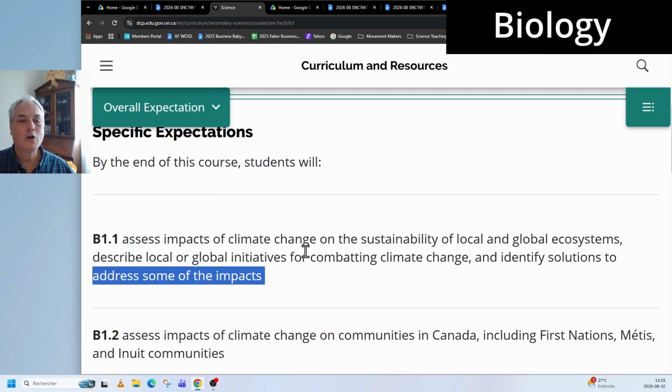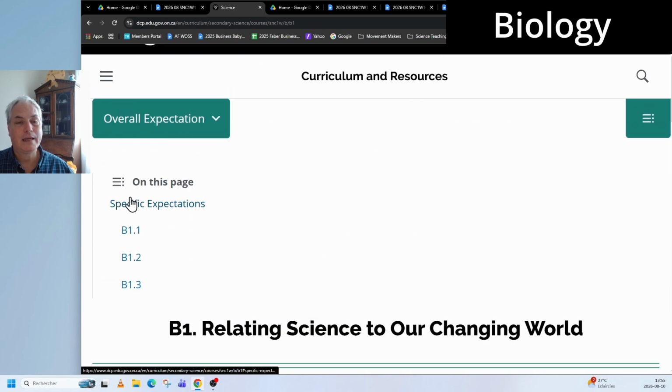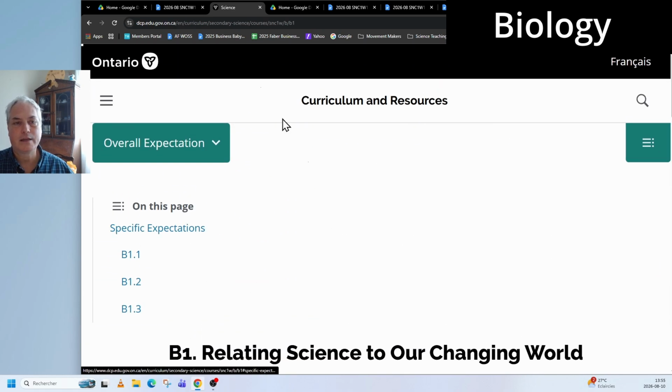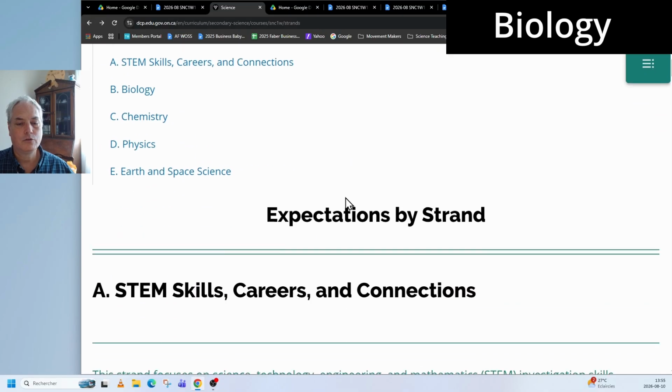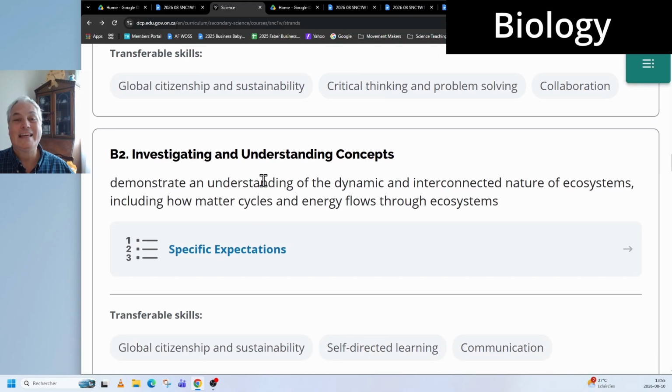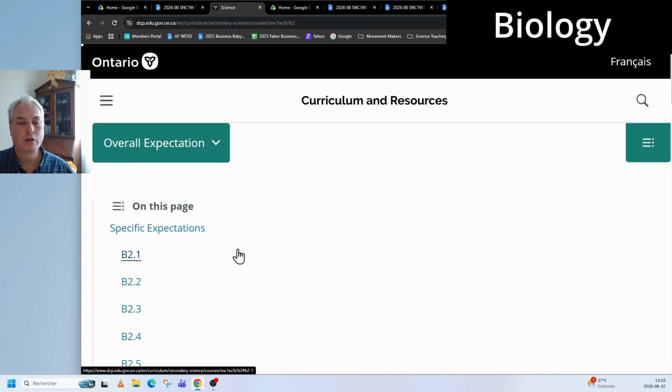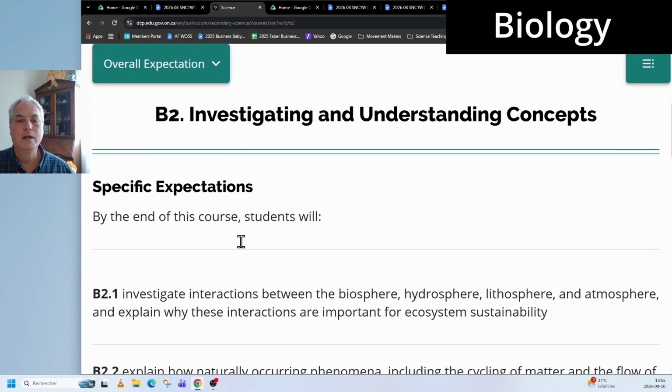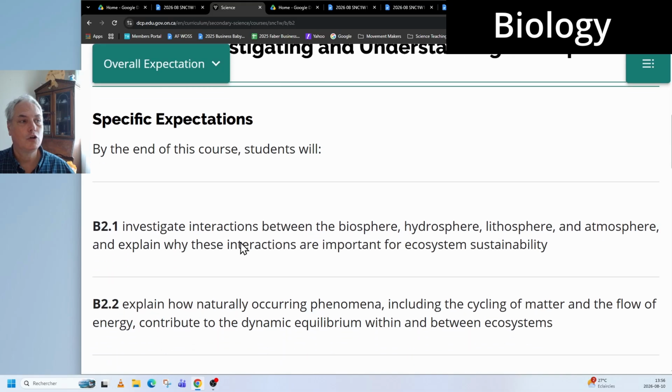So let's see. We're going to go to our second portion. It is part B2, and it's called Investigating and Understanding Concepts. So for these ones here, we will demonstrate an understanding of the dynamic and interconnected nature of ecosystems, including how matter cycles and energy flows through ecosystems. So here there's been several changes in the curriculum since 2024. So let's see what are the concepts to look into.